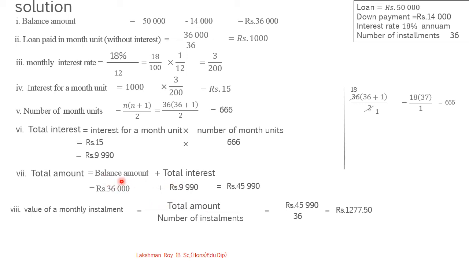You can easily find the balance amount, but to find the total interest you need this formula, right? You need the interest for month unit and the number of month units. You have to find these two, right? Without these two, you can't find the total interest, right? So keep that in mind.